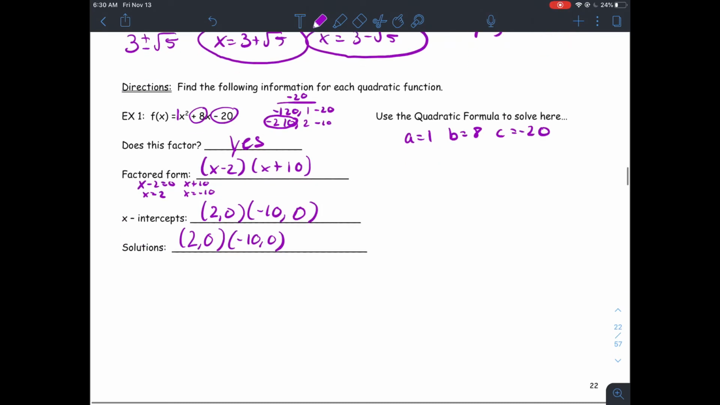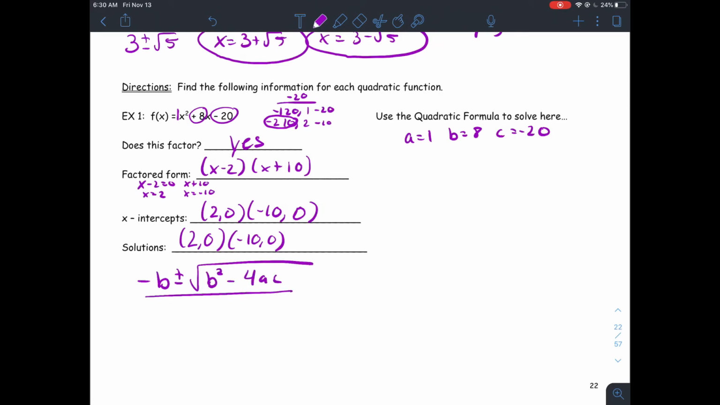Again, I'm going to write the quadratic formula here. We've got negative b plus or minus the square root of b squared minus 4 times a times c all over 2a. So we're going to do negative 8, which is our b, plus or minus the square root of b squared, which would be 8 squared, minus 4 times a, which is 1, and c, which is negative 20. And that's going to be all over 2a. So that's going to be 2 times 1.